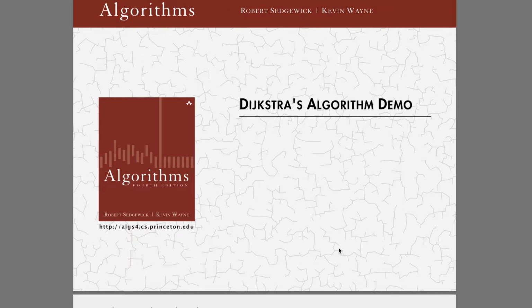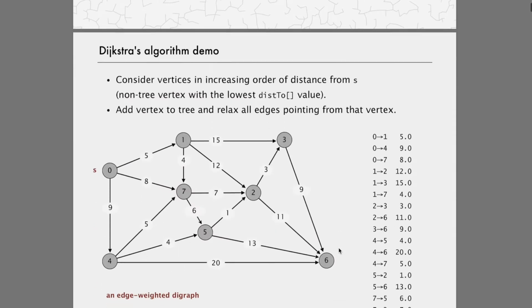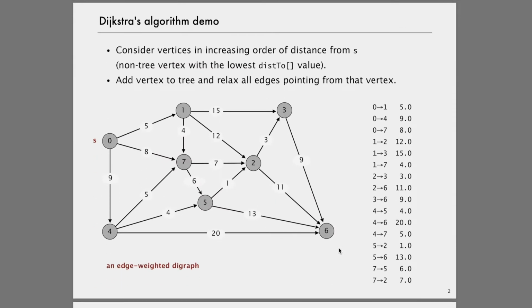Now we'll look at Dijkstra's algorithm for finding shortest paths in graphs with non-negative edge weights. So let's take a look at how that algorithm works. It's a very simple algorithm. What we're going to do is consider the vertices in increasing order of distance from the source. The way we're going to do that is take the next vertex, add it to the tree, and relax all the edges that point from the vertex.